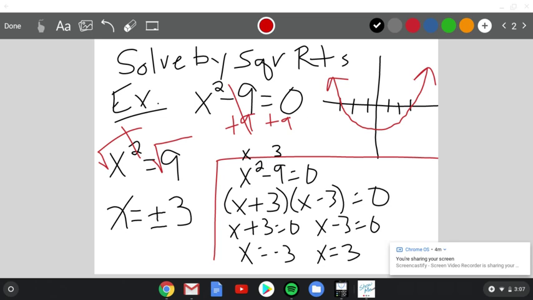So both the graphing and the factoring show you how you have two solutions. And so you've got the positive and the negative. So when you square root both sides, you have to put the little plus minus in front of your answer for the two solutions.